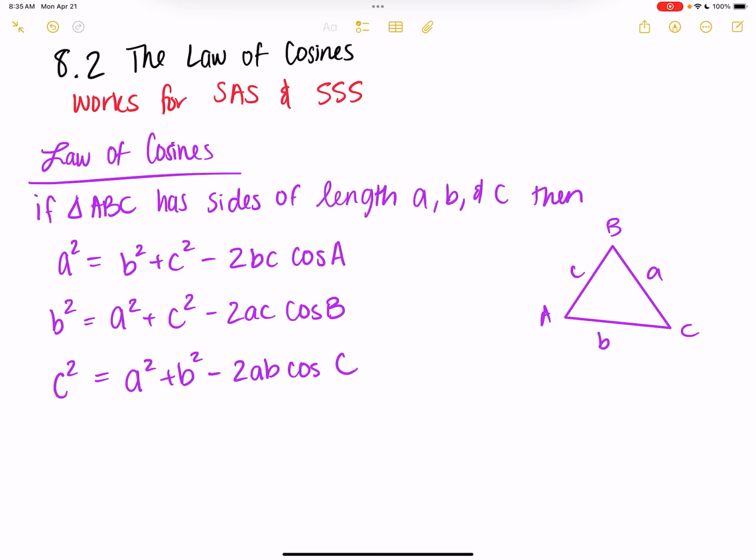Now, obviously, I've said this works for side angle side or side side side. Well, the way this formula is laid out, it would currently only work for side angle side. So I'm going to show you the manipulation of the formula. I'm going to show you how to do it with one of them, and then I will just write out the other ones for you.